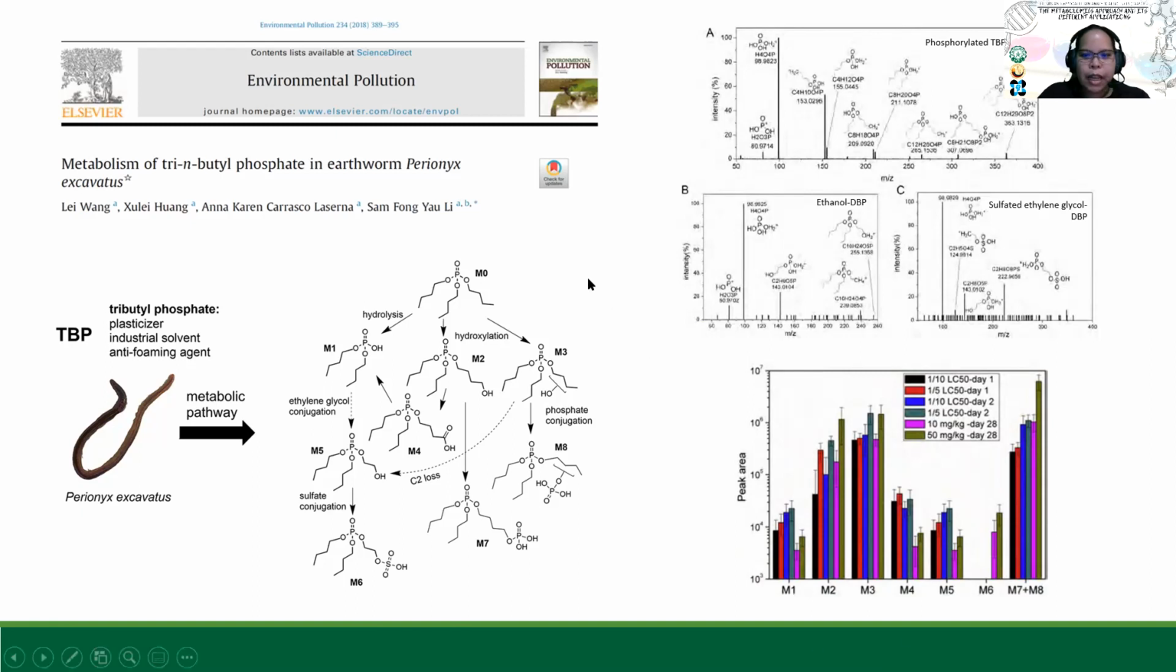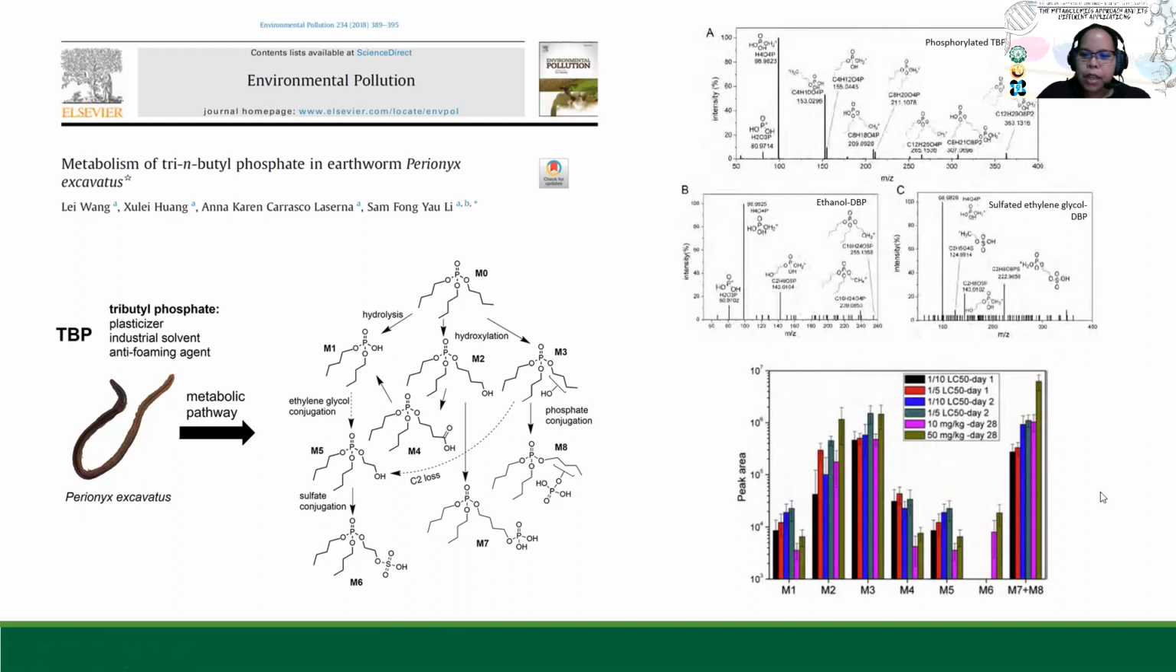So this just shows that using untargeted LCMS-MS, we were able to identify certain metabolites of TBP. This is showing you the use of MSMS to confirm the identity of these TBP metabolites. You can see from the structural elucidation, making use of the fragmentation pattern that is obtained, we were able to identify some of those metabolites, such as the phosphorylated TBP, hydroxylated TBP, ethanol TBP, and the sulfated ethylene glycol DBP, or dibutyl phosphate.